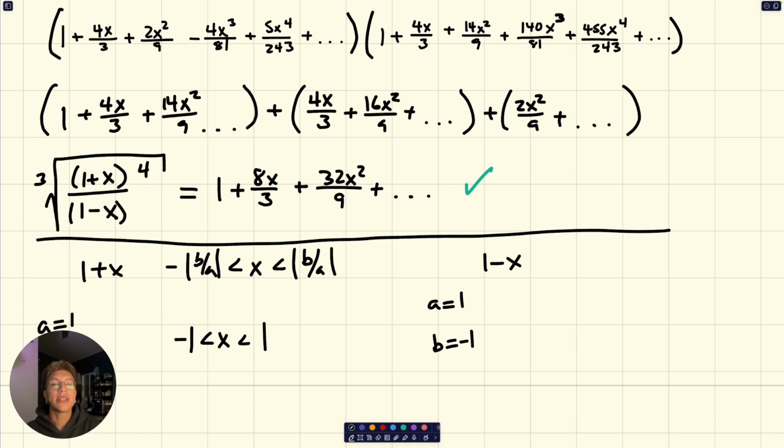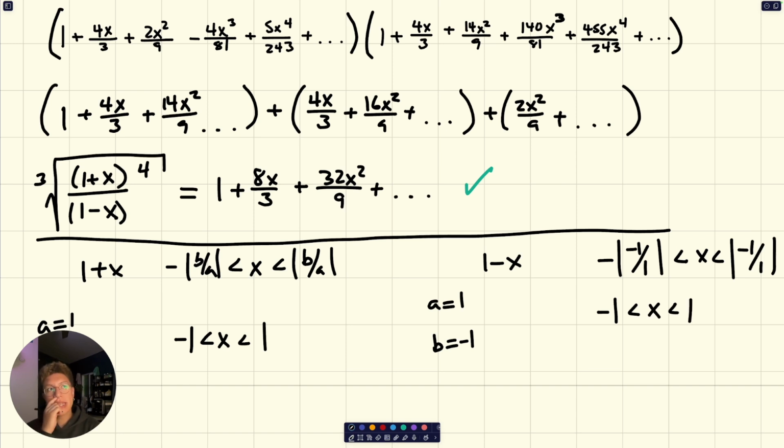So we're going to get the absolute value of -1 over 1 is less than x, which is less than the absolute value of -1 over 1. Those absolute values give us -1 here, and x, and +1. So we can see the interval of convergence for both is this.